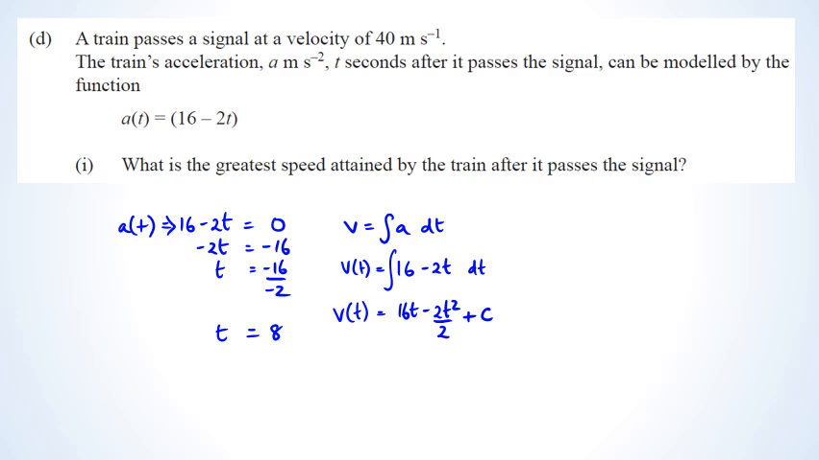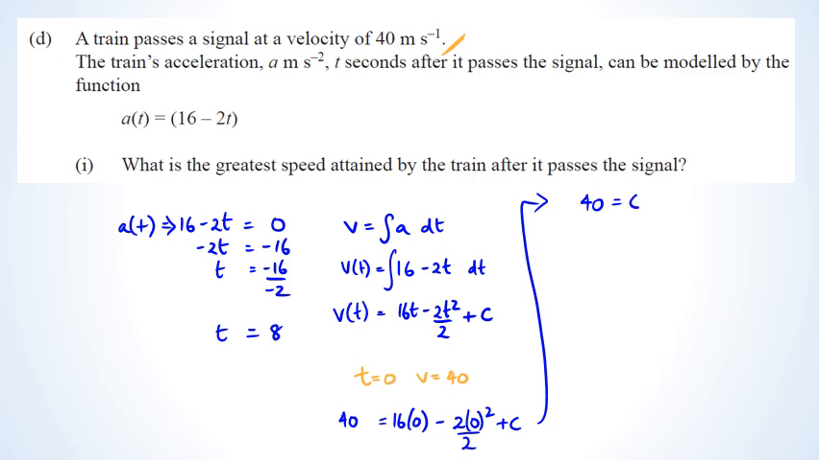Now the important thing is we know that when it passes a signal, it's traveling at 40 meters per second. So we can say that when t equals 0, velocity equals 40. If we substitute it into this equation, we get 40 equals 16 times 0 minus, well, the 2 and 2 disappear to leave me with just t squared, plus c. And what you should see at this point is 40 is equal to c, and our velocity function is equal to minus t squared plus 16t plus 40. So that's just coming up with the equation.